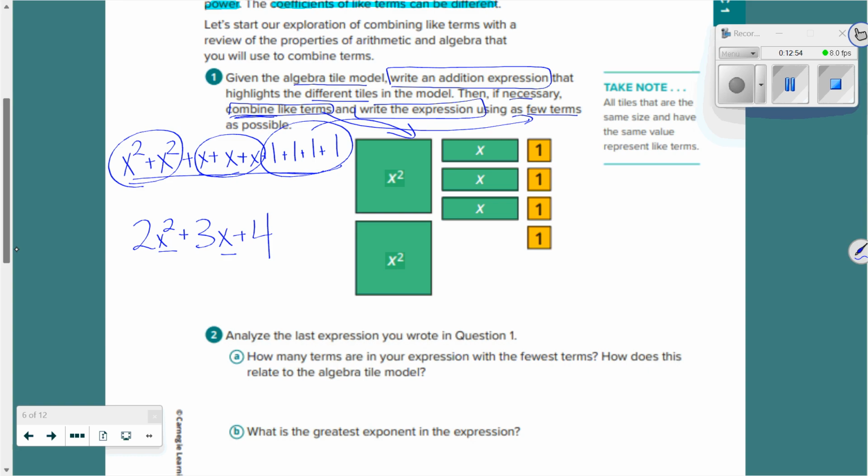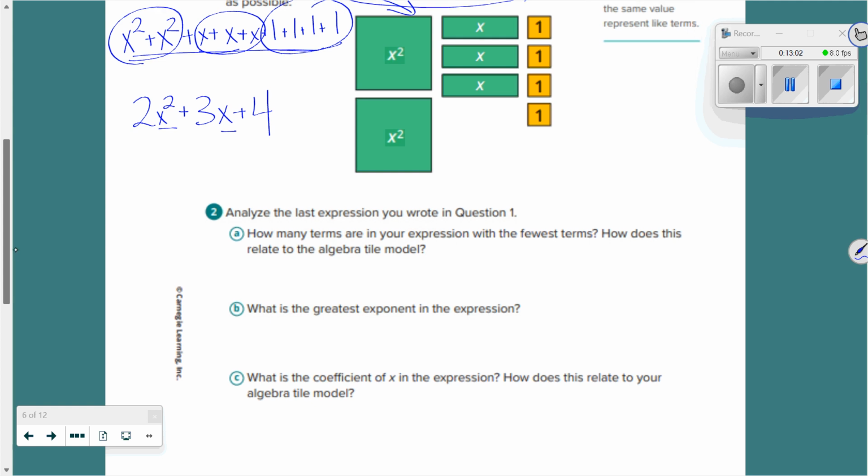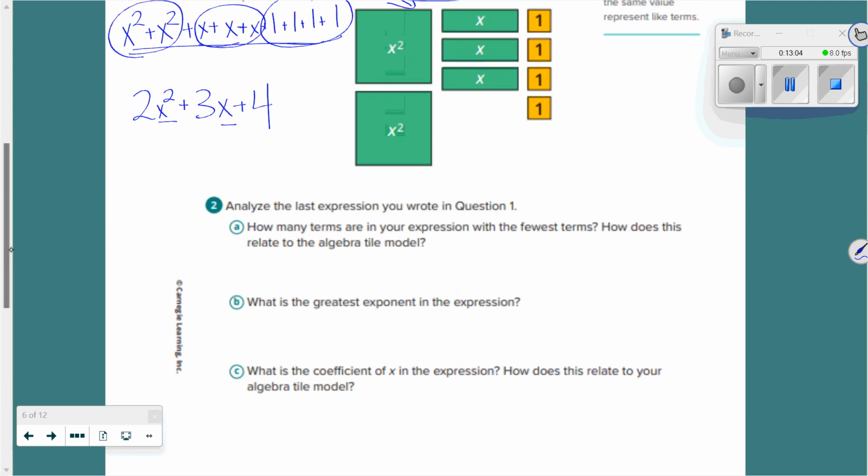Okay? So now that we've written the addition expression and we've simplified it, now we're ready to answer the next few questions. So I want you guys to go through 2, A, B, and C. And the expression with the fewest terms is this one. So that's really the one you're going to be focusing on. Make sure you do everything that is asked of you.